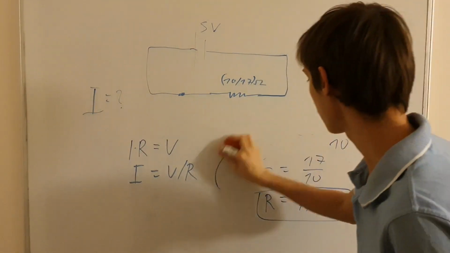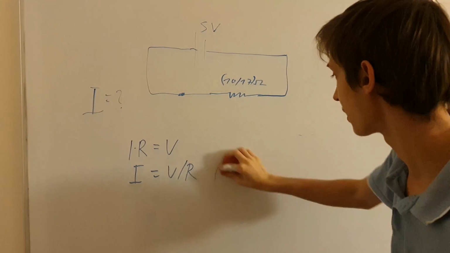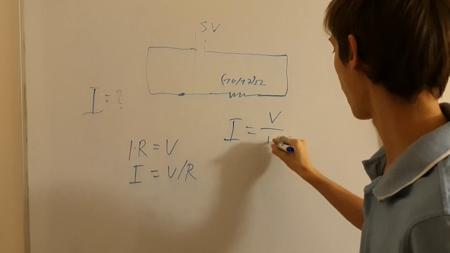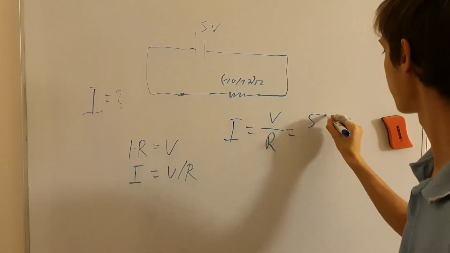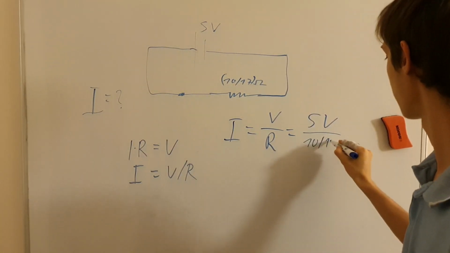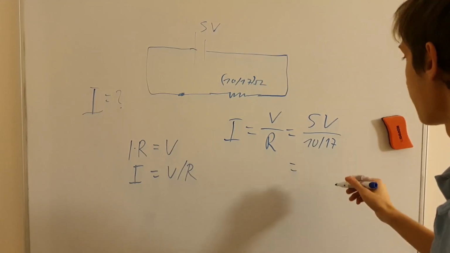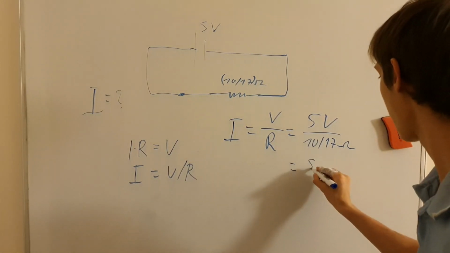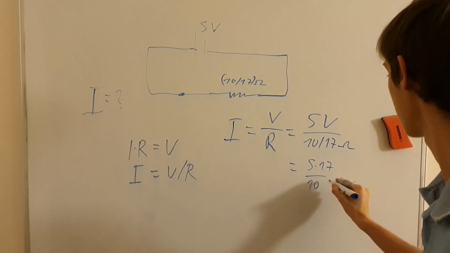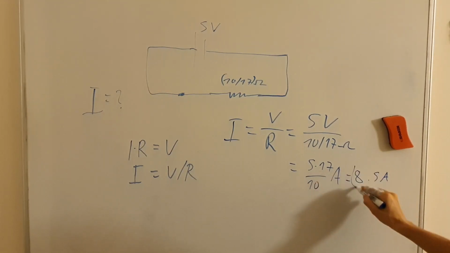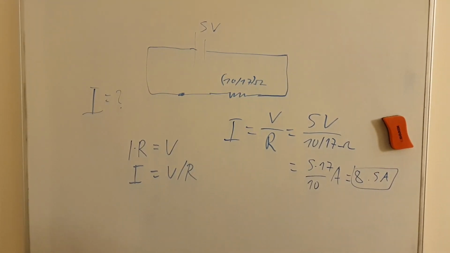All right, so now that I know this, I know that I equals V over R, and that equals 5 volts, that's the voltage on the circuit, over 10/17 ohms, and the result will be in amperes. So it is 5 times 17/10 amperes, which is 8.5. All right, so this is the result. The current on this circuit will be 8.5.